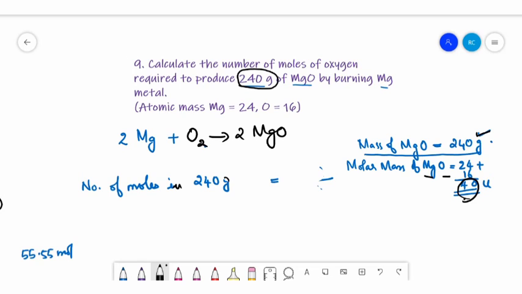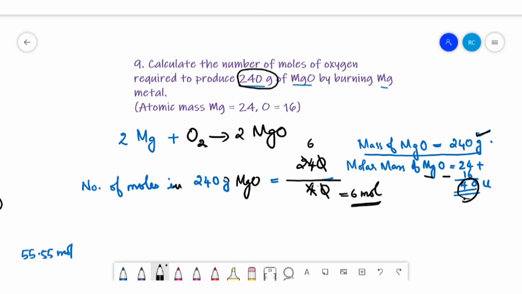Now you have to find out the number of moles in 240 gram of magnesium oxide. How do we find the number of moles? Given mass divided by molar mass. So given mass is 240 divided by molar mass 40. The 0 we can cut, then 4 with the 24 we will get 6. So number of moles is equal to 6 moles in 240 gram of magnesium oxide.